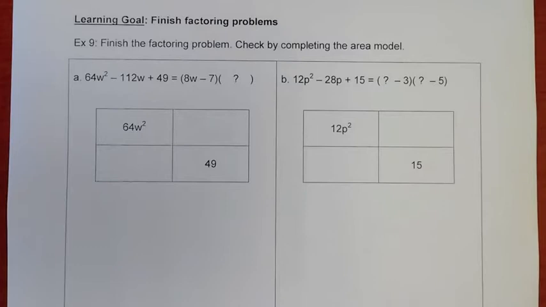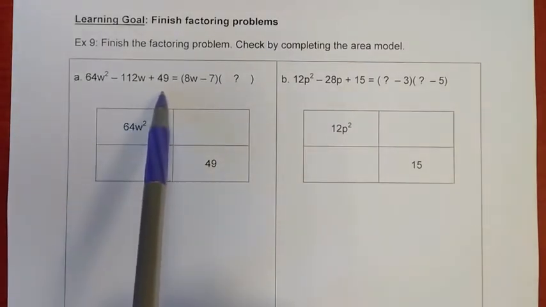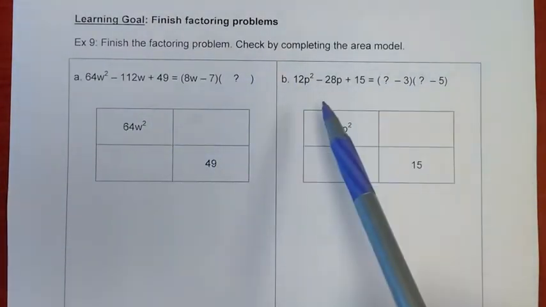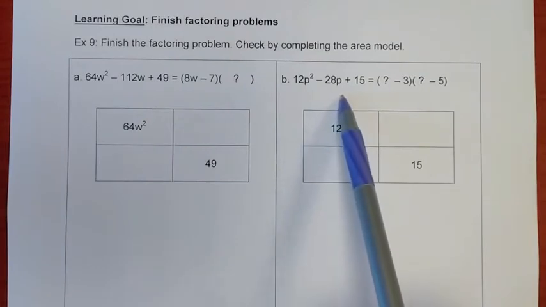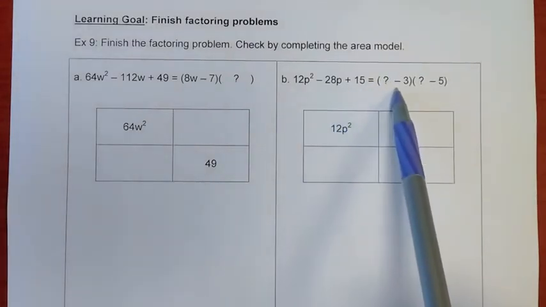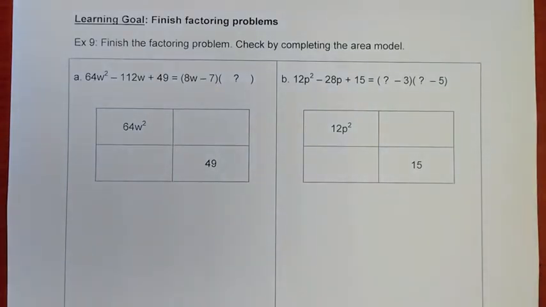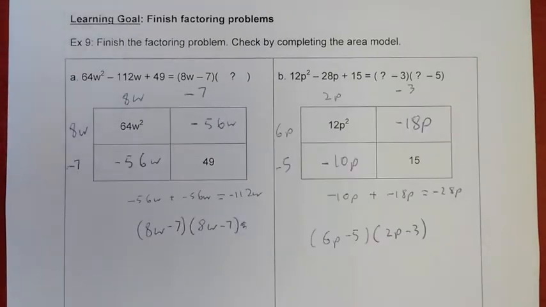And now we have two examples for you to try on your own. First off, we have 64w squared minus 112w plus 49 is equal to 8w minus 7 times an unknown. And in example B, we have 12p squared minus 28p plus 15 is equal to an unknown minus 3 times an unknown minus 5. Go ahead and pause the video and try these with your neighbor. Let's see how you did.